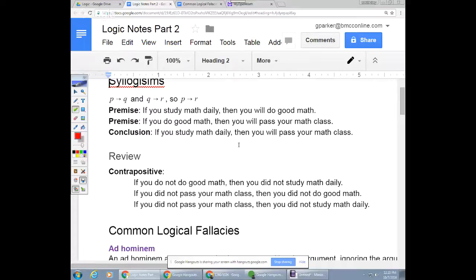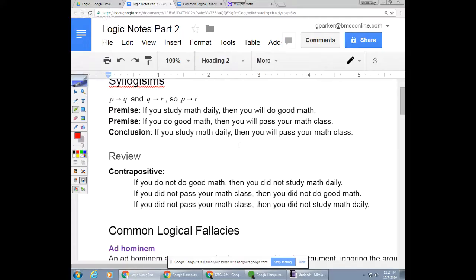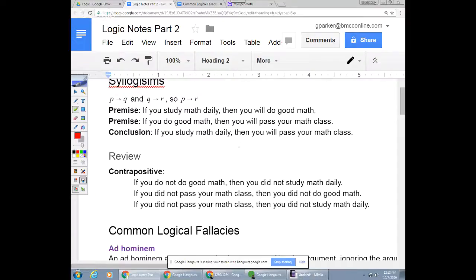Sentence number 2 was, if you do good math, then you will pass your math class. If we reverse and negate, we get, if you did not pass your math class, then you did not do good math. So that should be your second sentence, pretty close to that. And the last one, if you did not pass your math class, then you did not study math daily. So those are 3 contrapositives based on the original 3 sentences we started with.